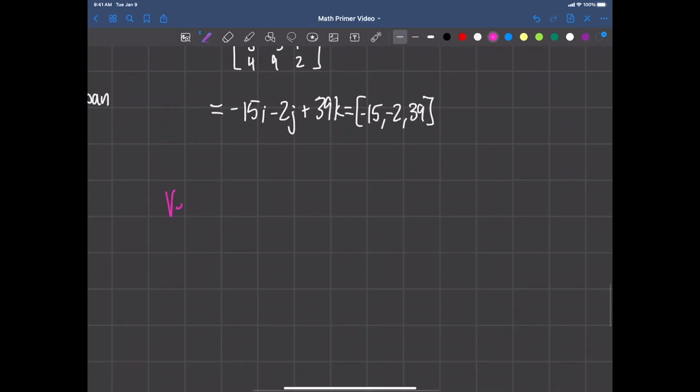Now, let's talk about vector spaces. So vector spaces are just the space in which vectors live. And the definition of a basis set is a linearly independent set of vectors that when used in linear combination can represent every vector in a given vector space. So that's the definition of a basis set.